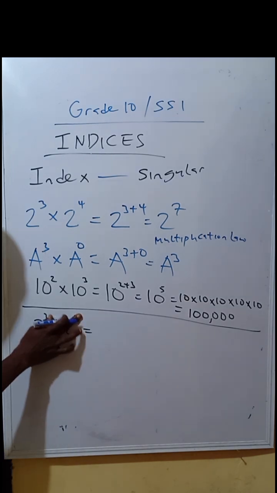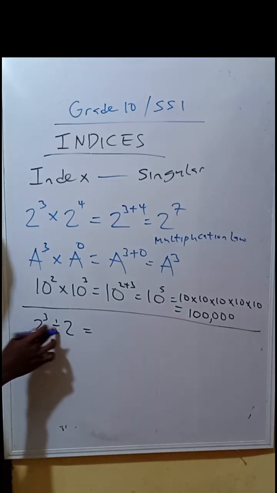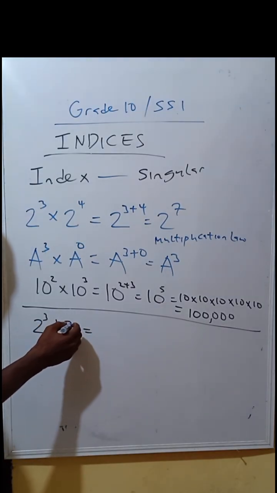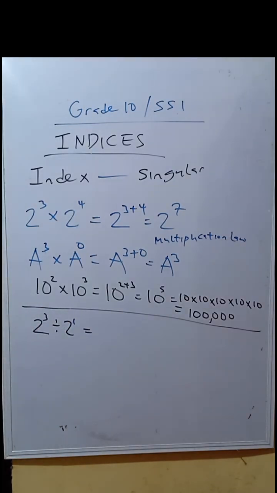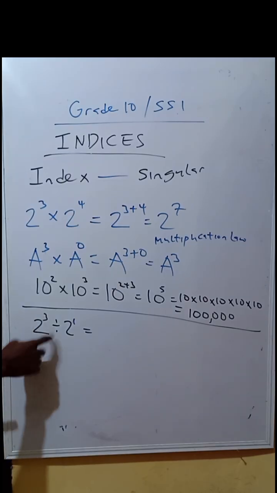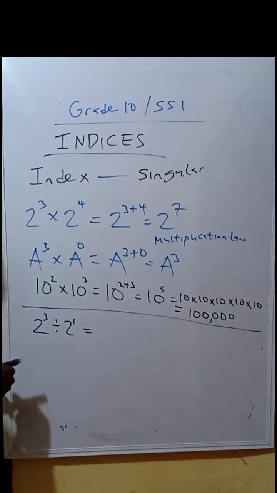Let me use 2 raised to power 3 divided by 2 raised to power 1, because I don't want to introduce something else. 2 raised to power 3 divided by 2 raised to power 1.